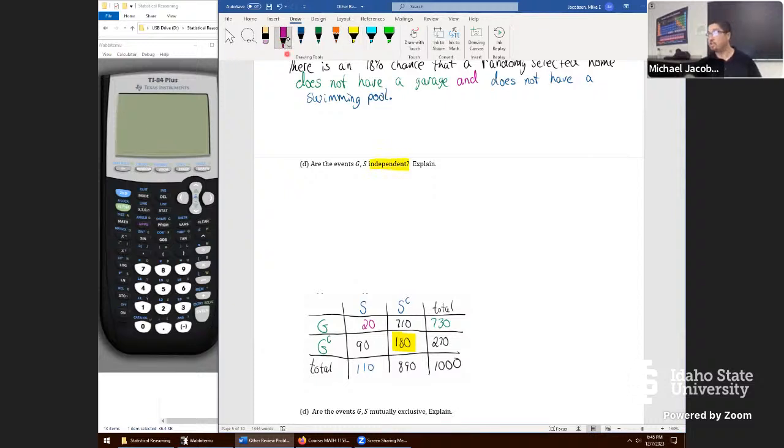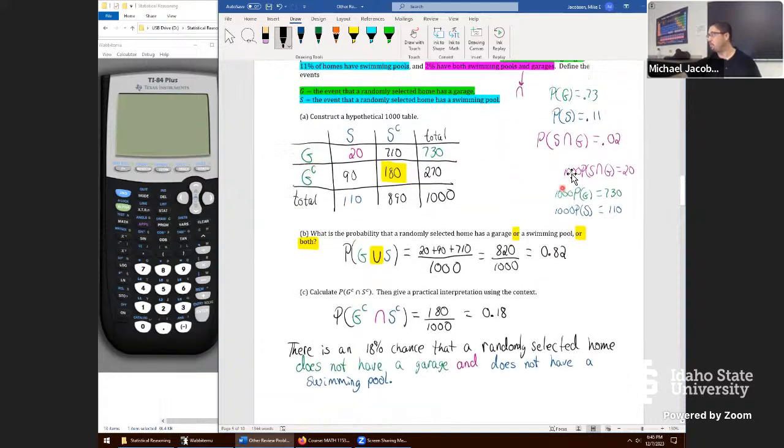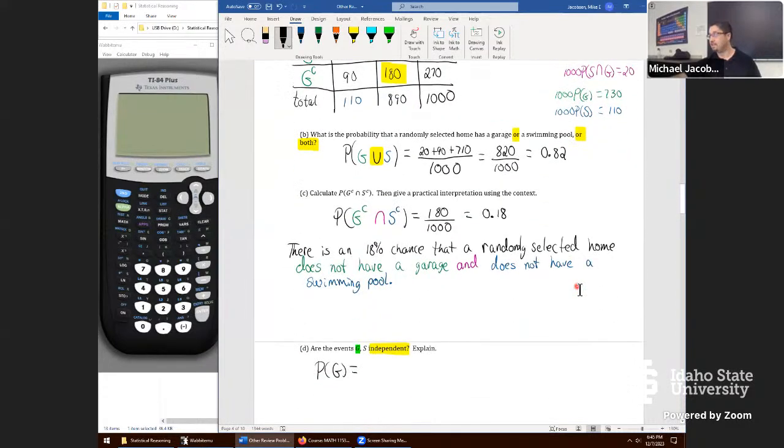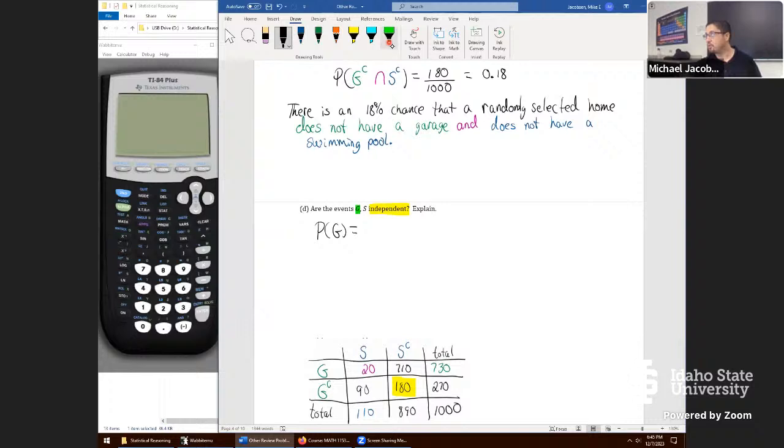Here's how I would answer this question. First step, let's calculate the probability of G right away. Well, we don't really need to calculate it. We could just cite it, right? It was given to us. Probability of G is 0.73. So this goes 0.73 to start.